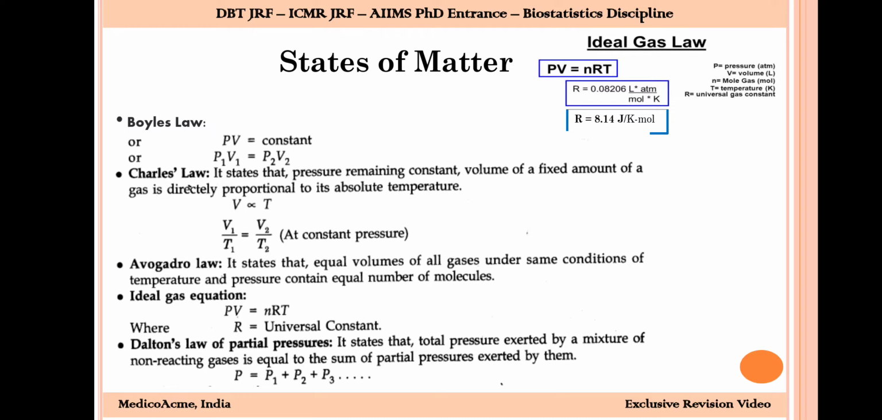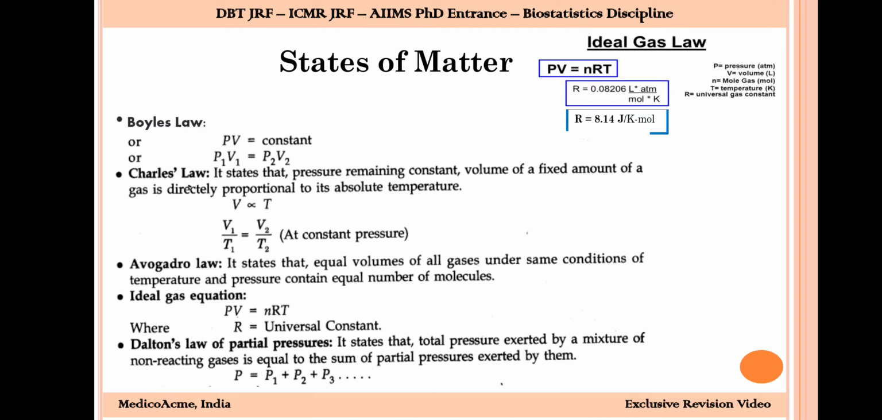These are very important in ICMR JRF and DBT JRF. They actually ask things like the Planck constant, the mass of the electron, the mass of the neutron. In the ICMR they often ask these. So guys, please remember these kinds of things.